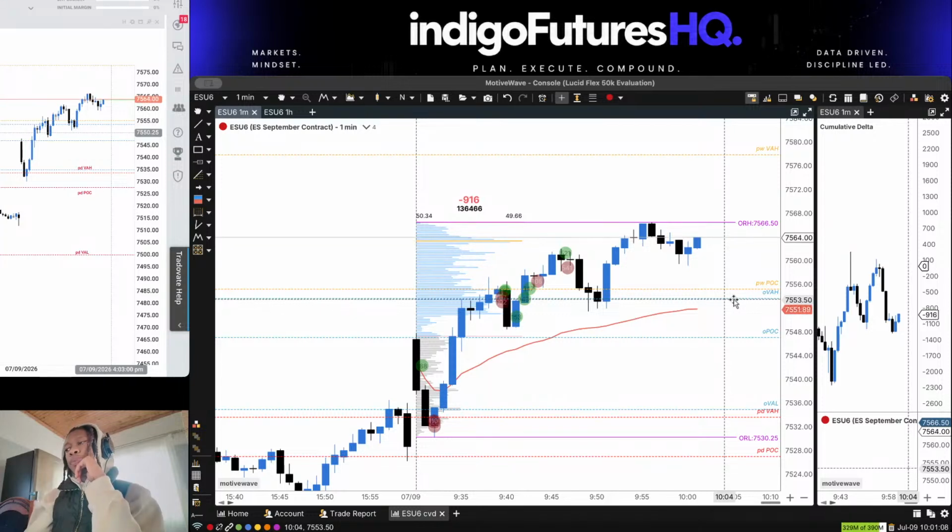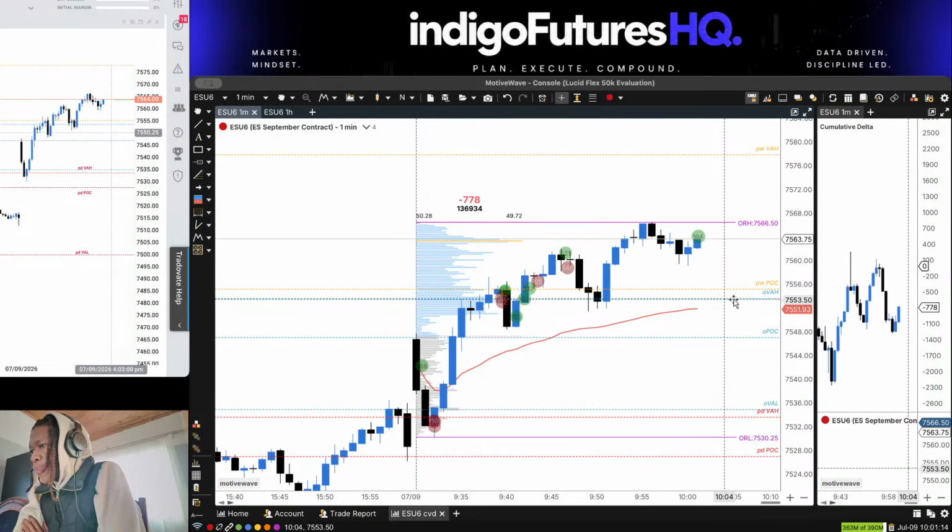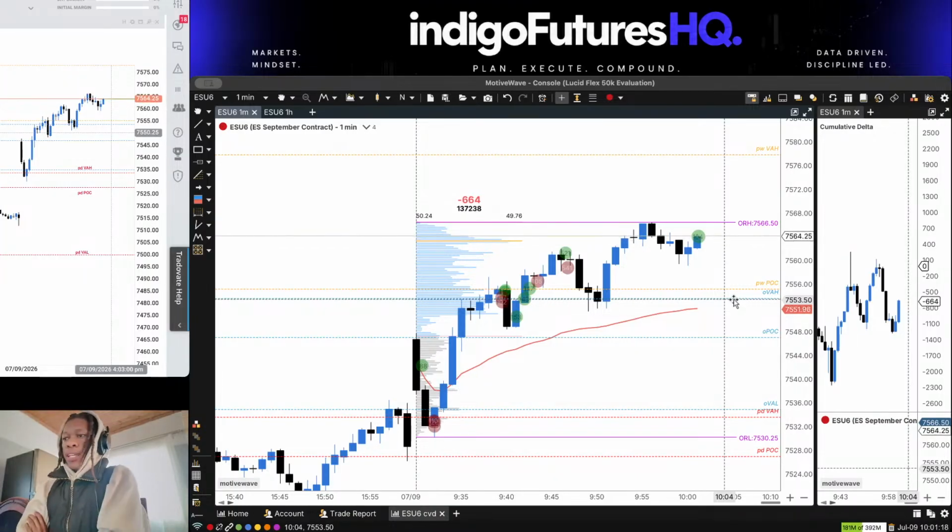A sweep of liquidity, not much. All right, buyers stepping in at the top of this candle. If price closed above that little bubble, then those buyers have won that little auction.